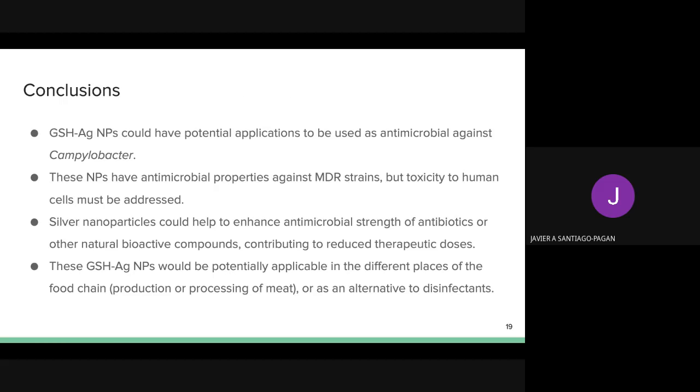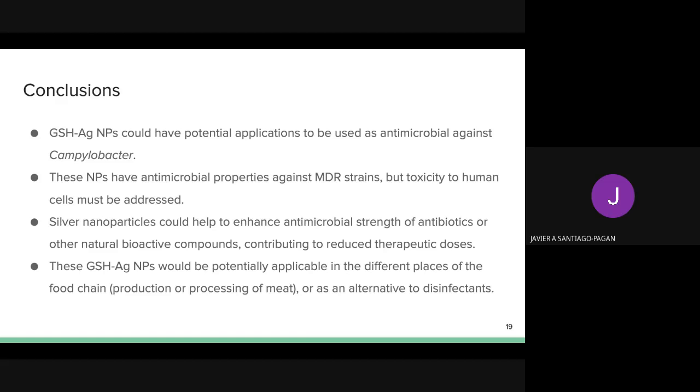So in conclusion, the studied silver nanoparticles could have potential applications as antimicrobial agents against Campylobacter. These nanoparticles have antimicrobial properties against MDR strains, but toxicity to human cells must be addressed. These silver nanoparticles could help to enhance the antimicrobial strength of antibiotics or other bioactive compounds, contributing to reduced therapeutic doses and less cytotoxic effects and side effects.